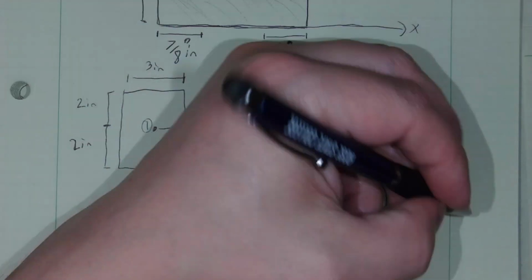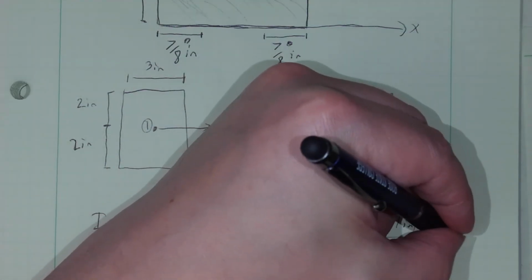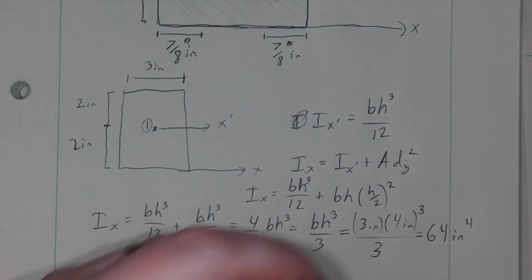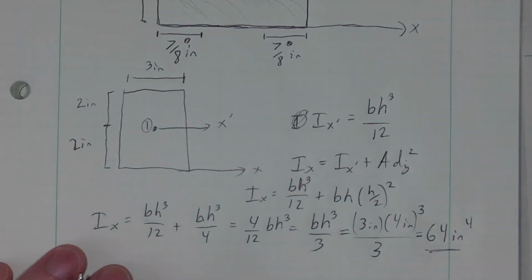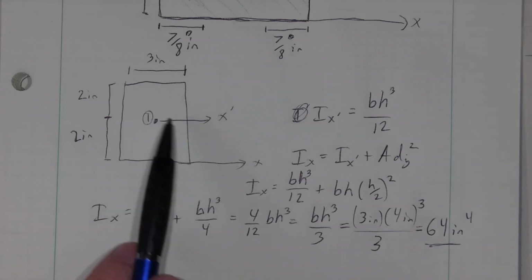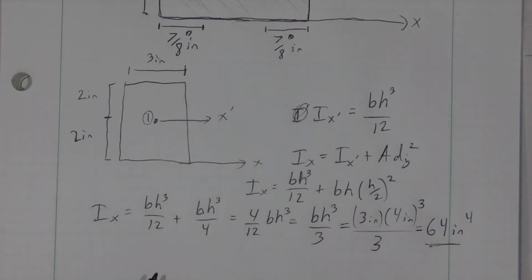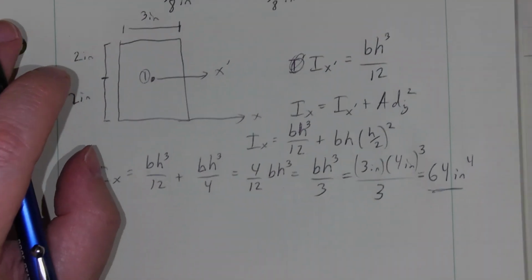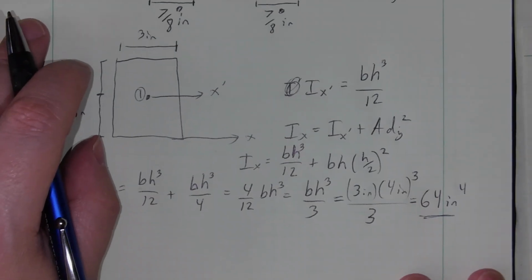All right, I got 64 inches to the 4th. Again, what, Steve, what the heck are inches to the 4th? I don't know. It's just a moment of inertia. It is what it is. It's kind of abstract. It represents the resistance of this thing to rotate about this axis. That's about all we got for you, at least for right now. That's about all I've got that would make any sense.